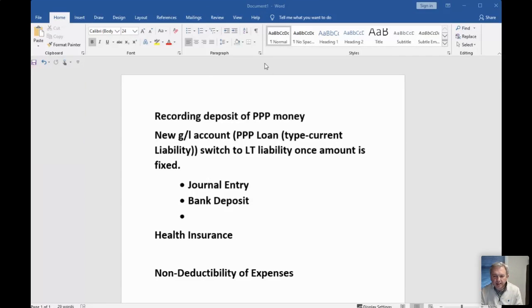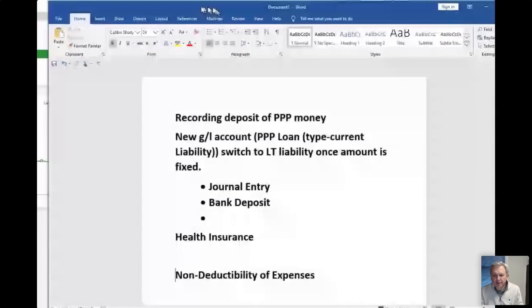So recording deposit of the PPP money, you might have to set up a new general ledger account for the loan. It would be a current liability. My suggestion is that once the repayment starts, you switch the account type to long-term liability, because it changes it to a 2-year note. Generally, short-term liabilities are things that are due within 12 months. Things that are due beyond the first 12 months are considered long-term. In accounting, there's some other stuff that we do in that, but for this purpose, it's not critical either way.